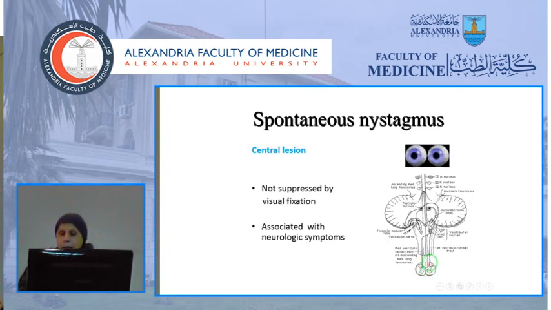And because this is like the neck of a bottle, a very narrow space, affection of one pathway may mean another pathway may also be affected as well, and so both the vestibular and the visual may be assumed to be affected. Therefore the visual, which is dominant, will not suppress the nystagmus coming from the vestibular, and there will be associated neurologic symptoms.